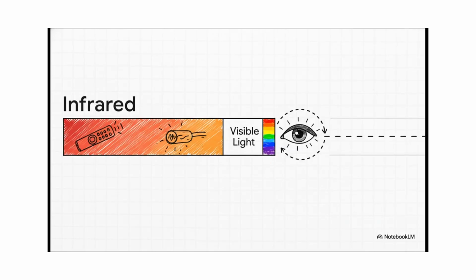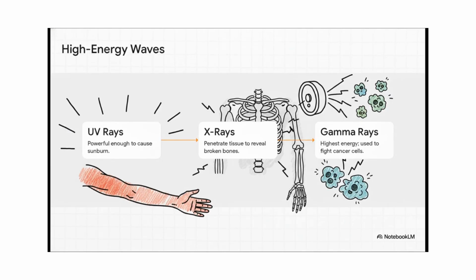Moving up in energy, we hit infrared. You use this every day with your TV remote, but it's also the light that carries data through fiber optic cables at unbelievable speeds. And this really shows you just how little our eyes can perceive. Right next to infrared is this tiny, tiny little sliver called visible light. That is the only part of this entire vast spectrum that we can actually see. Beyond what we can see, the energy levels get intense.